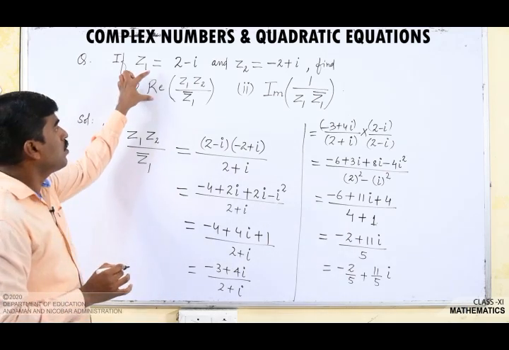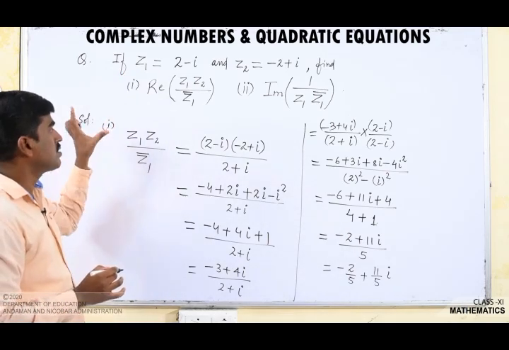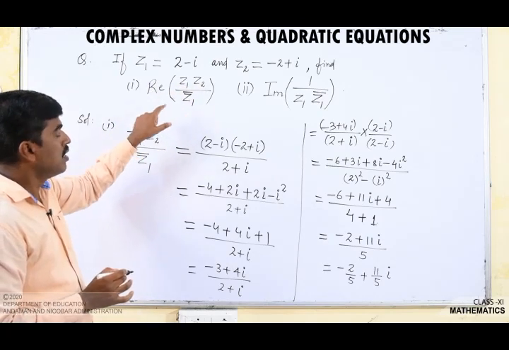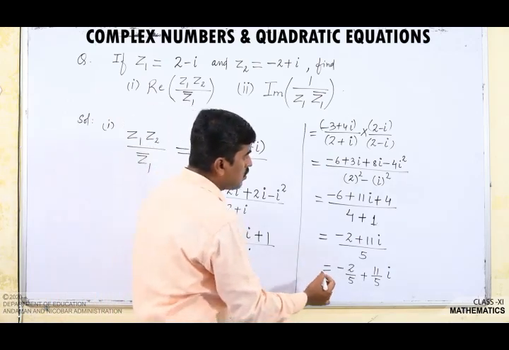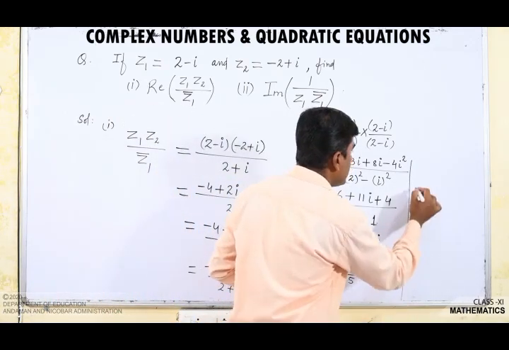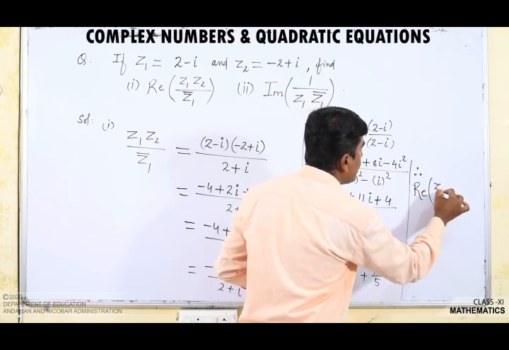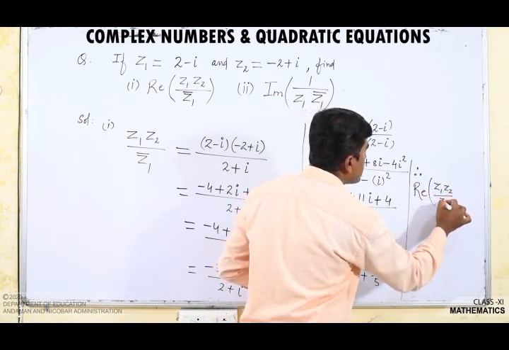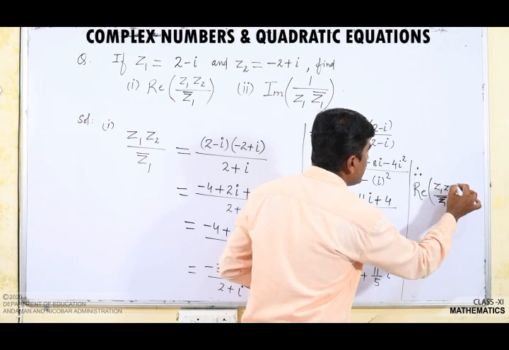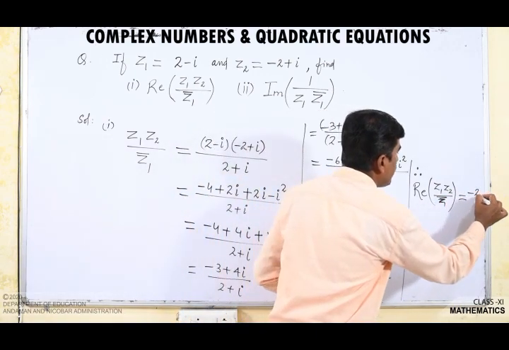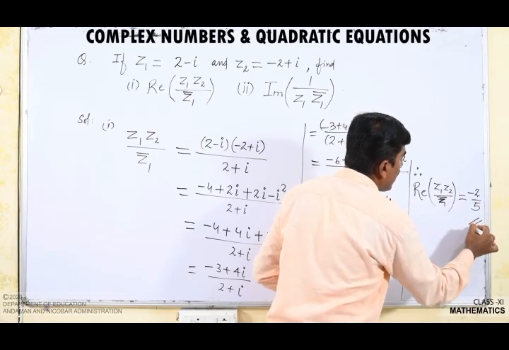Okay. Now, we have to find the real part of this complex number, that is real part of Z1 into Z2 divided by Z1 bar. So, what is the real part? Now, how to write the answer? Just write real part of, therefore, real part of Z1 into Z2 divided by Z1 bar is equals to, what is the real part? That is minus 2 by 5. So, this one is the answer here.